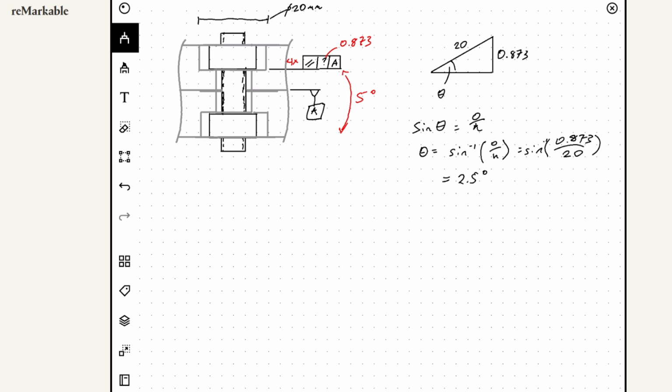And if you remember that curve, the fatigue life absolutely collapses at like 2 degrees. So if we're at 5 degrees, this is going to be a very unreliable joint.